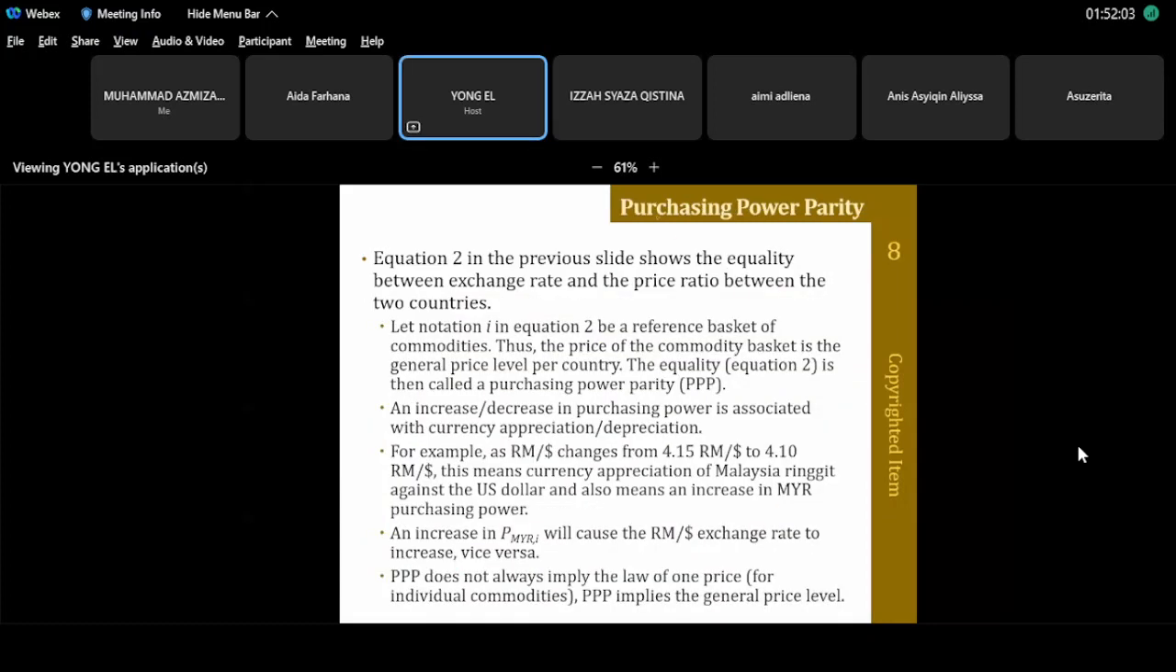Now, purchasing power parity. This is the concept following the law of one price. Whenever we read the words purchasing power, we should understand this refers to the money value of our currency, or it also indicates the strength of our money. The strength of our money means how many goods and services we can buy using the money that we have.